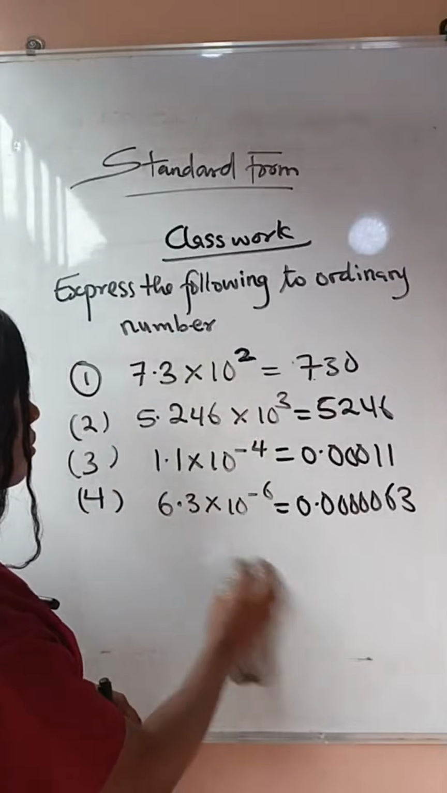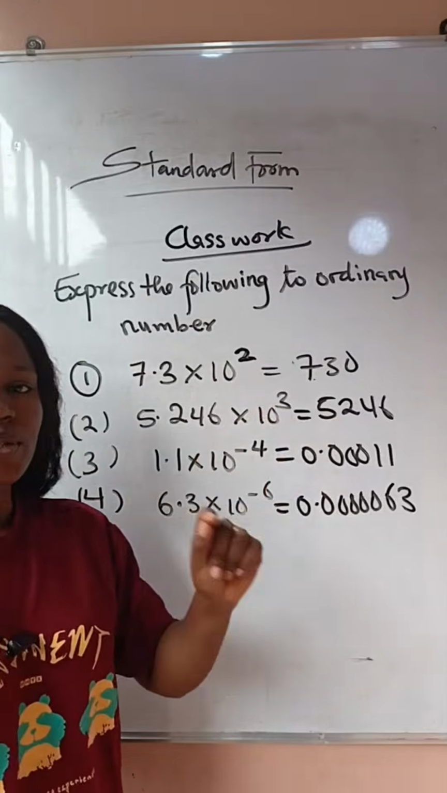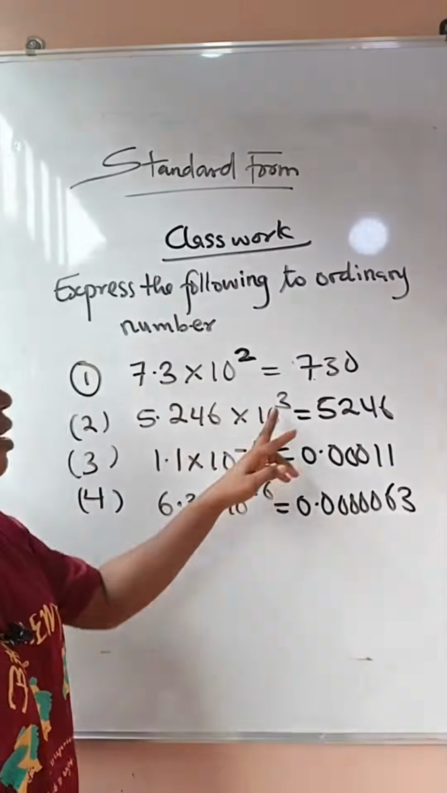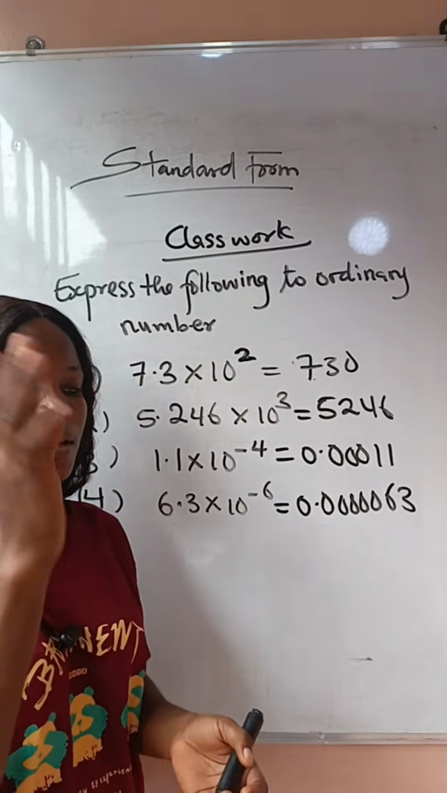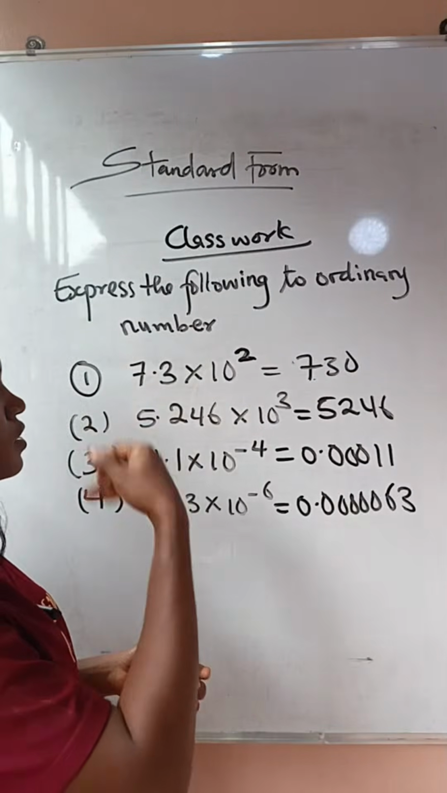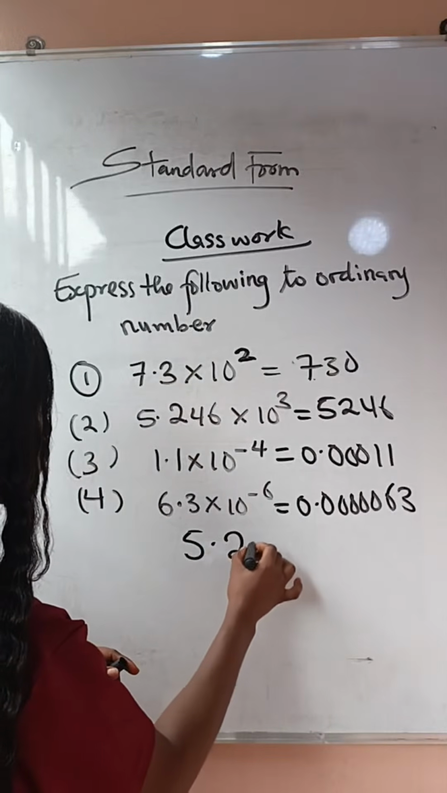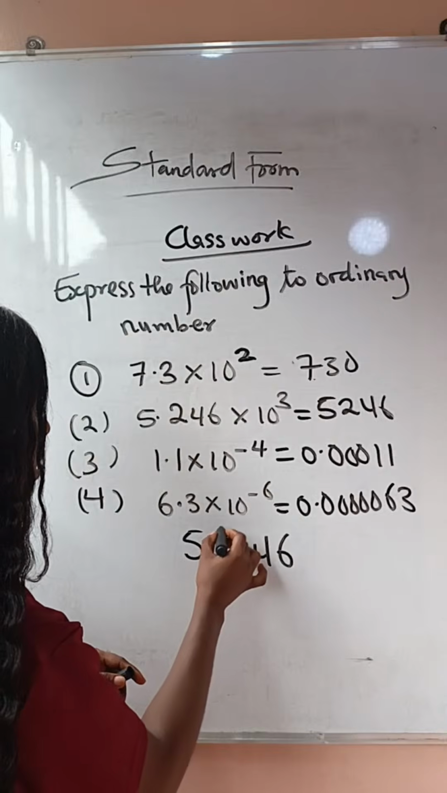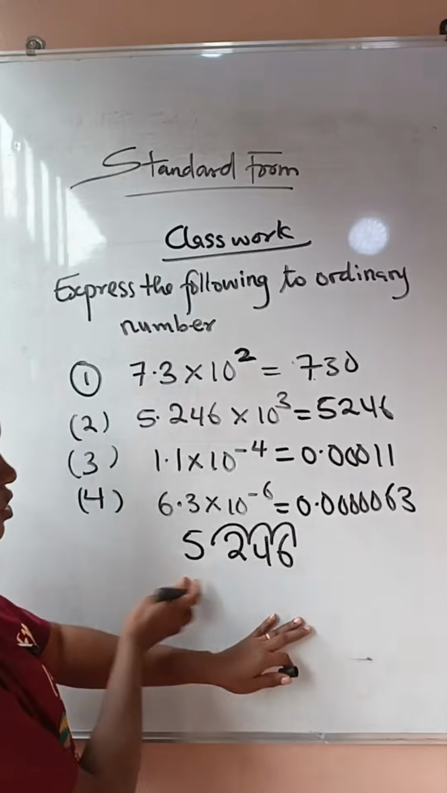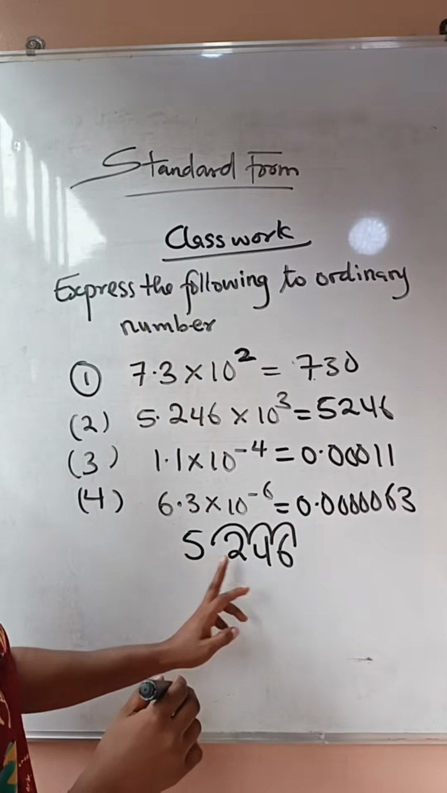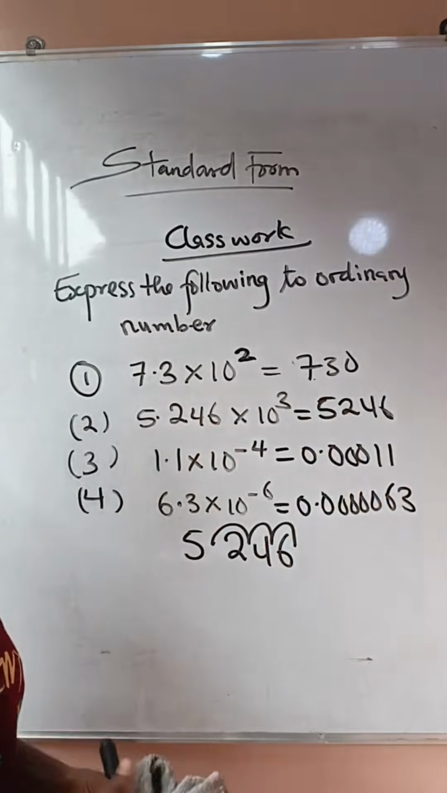Now the second one is 5.246 times 10 to the power of 3. You can see that this 3 is also positive, right? Yes, it's also positive. So it means we are shifting this decimal point to the right 3 times. That is the meaning. So we now have 5.246. To the right 3 times, we have 1, 2, 3. You can see that there is no space where we can add 0. Everything is occupied. So that's why the answer is 5246.